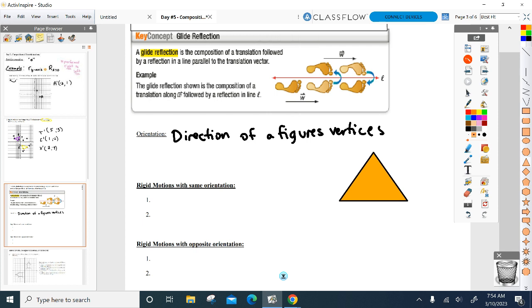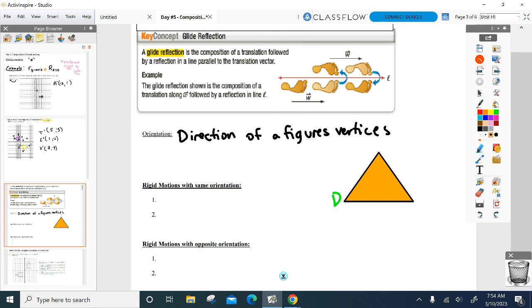Direction of a figure's vertices, and we'll give you an example here. Triangle DEF. Direction of its vertices. So if I go from D to E, E to F, F to D, that's in what type of direction? Think about your rotations. What direction did I go in? Clockwise or counterclockwise? What am I going here from D to E to F? So we say this triangle has clockwise orientation. That's what I mean by orientation, the direction of the vertices. So I'm going to leave that up there.